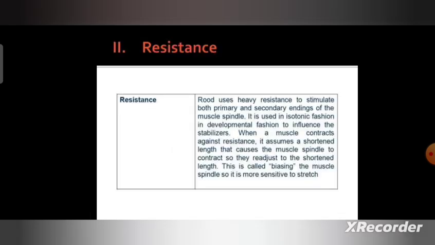Resistance. In ROODS, heavy resistance is used to stimulate both primary and secondary endings of the muscle spindle. It is used in isotonic fashion in a developmental manner to influence the stabilizers. When a muscle contracts against resistance, it assumes a shortened length that causes the muscle spindle to contract, so that it readjusts to the shortened length. This is called biasing the muscle spindle, so it is more sensitive to stretch.